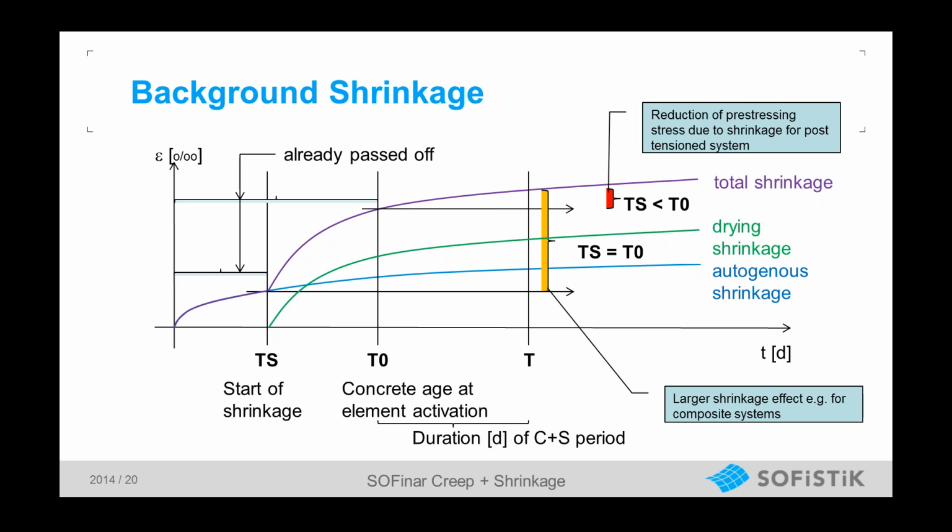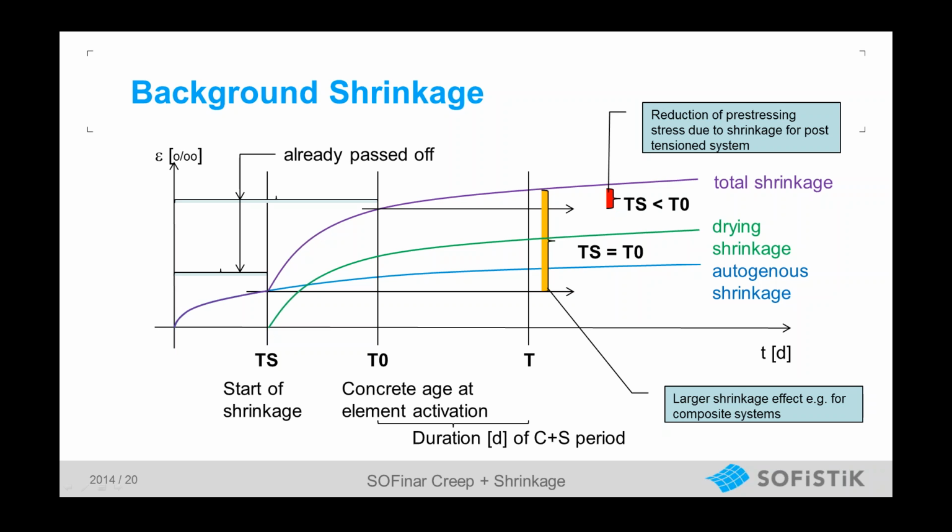The difference is that the autogenous shrinkage starts right away after you pour your concrete in the formwork. The drying shrinkage starts based on your concrete handling. So if you take care of your concrete, if you leave it in the formwork, if you put some cover on your concrete to prevent it from drying out very quickly, you can control the drying shrinkage effects a little bit. Finally, the total shrinkage is nothing else but the blue and the green curve added together. So that's what's going on here.